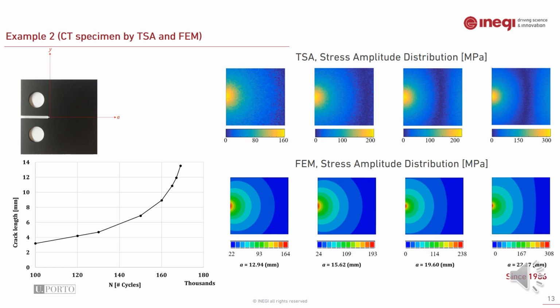Thermoelastic stress analysis is focusing on the stress measurement. On the top side, it is showing the stress amplitude distribution for 4 different crack lengths, and on the bottom side it is related to the same images taken from the finite element method.